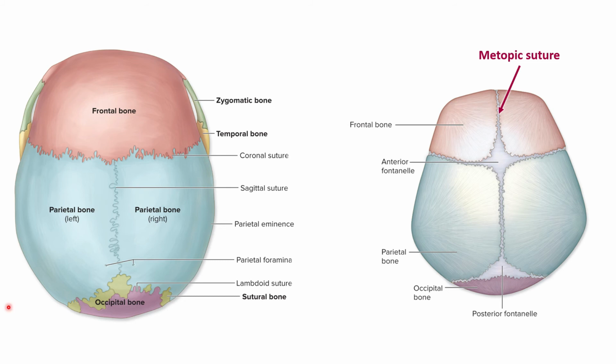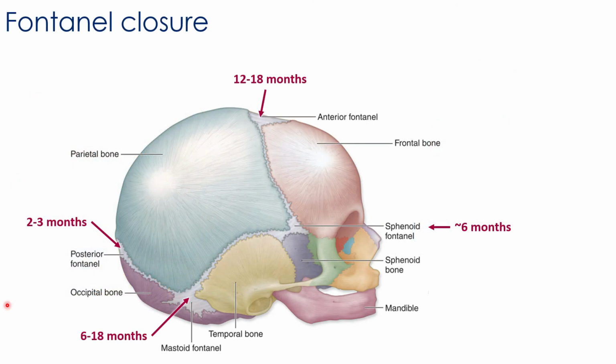So what about closure of the fontanelles themselves? The first fontanelle to close is going to be the posterior fontanelle, and that closes up at about 2 to 3 months of age, followed by the sphenoidal fontanelle at about 6 months. The mastoid fontanelle will close up sometime between 6 and 18 months, so quite a bit larger of a window there. And then finally the anterior fontanelle at sometime between about a year and a year and a half.